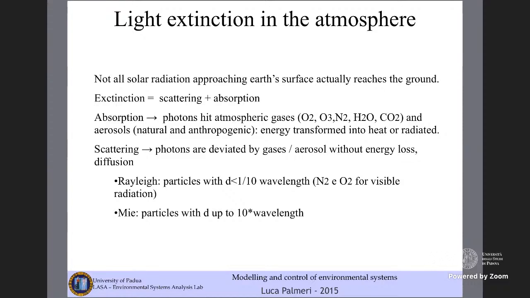We can identify two types of scattering: the Rayleigh scattering that applies to particles with a diameter that is smaller than 1/10 of a wavelength. This typically applies to gaseous nitrogen or oxygen, or gases in general, and for visible radiation. Or we may have what is called Mie scattering, that refers to particles which are much bigger, up to 10 times the wavelength. So particles that interact with wavelengths that are up to 10 times their diameters produce Mie scattering, while particles that interact with wavelengths that are less than 1/10 of the diameter produce Rayleigh scattering.